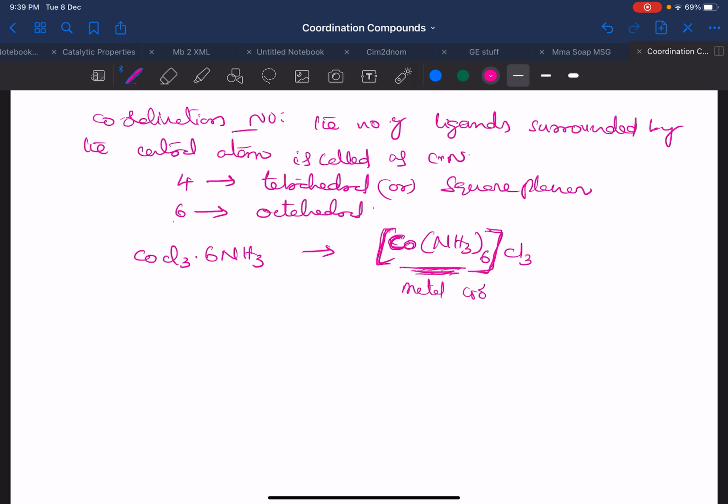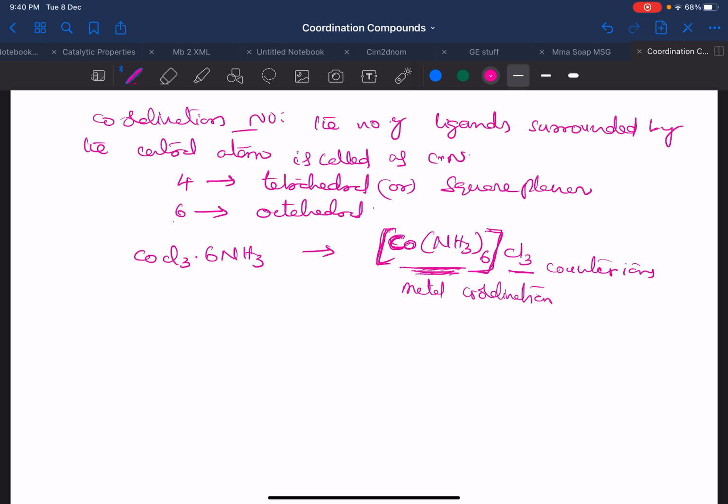Metal coordination complex. The ions which are written outside of the square bracket are called counter ions. These are called counter ions. So we will write this structure: CoCl3·6NH3, that is [Co(NH3)6]Cl3.